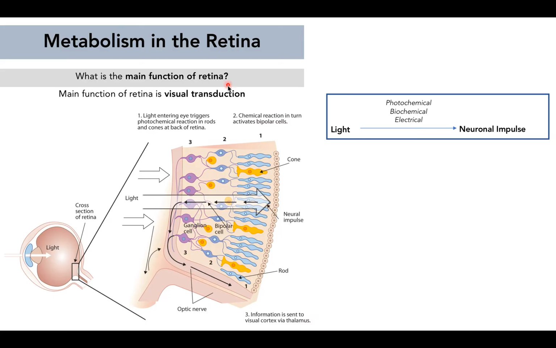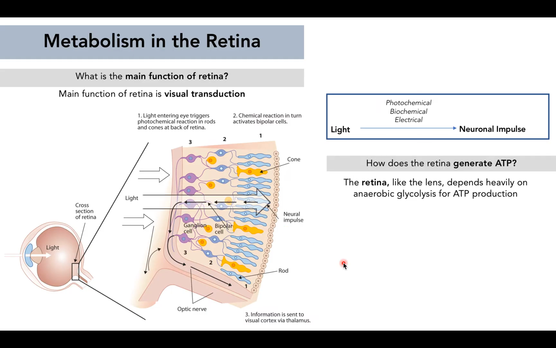In the retina, we have two different photoreceptor cells, which are the rod and the cone cells, and these are connected to bipolar cells. So these bipolar cells are actually the ones that are going to convert this into a neuronal impulse, transfer this to the ganglion cells and into the optic nerve. So rod and cone cells, bipolar cells, ganglion cells.